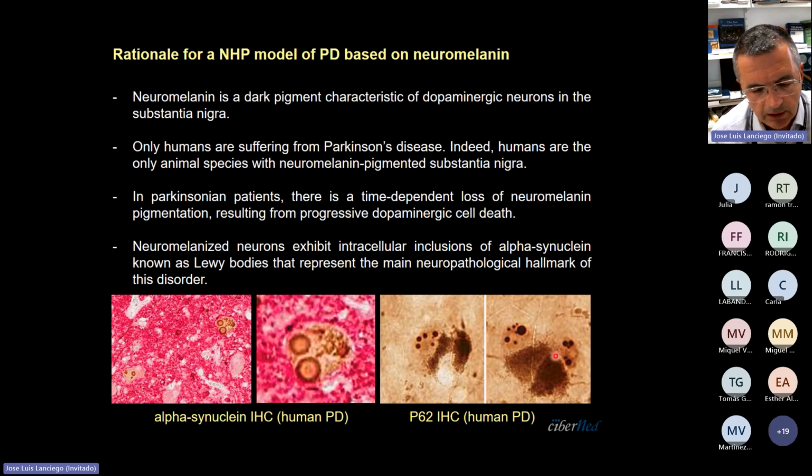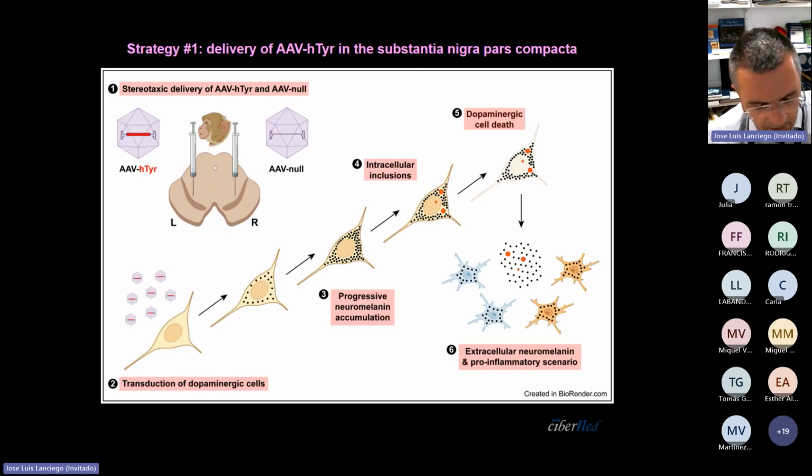So the point is that when designing animal models, this is the type of neuropathology that we need to reproduce in order to have an animal model that is relevant enough. This project was built on the former expertise of Miquel Vila. For those of you who don't know, Miquel has implemented a very smart strategy by taking advantage of an AAV coding for the human tyrosinase gene, the enzymatic precursor of neuromelanin.